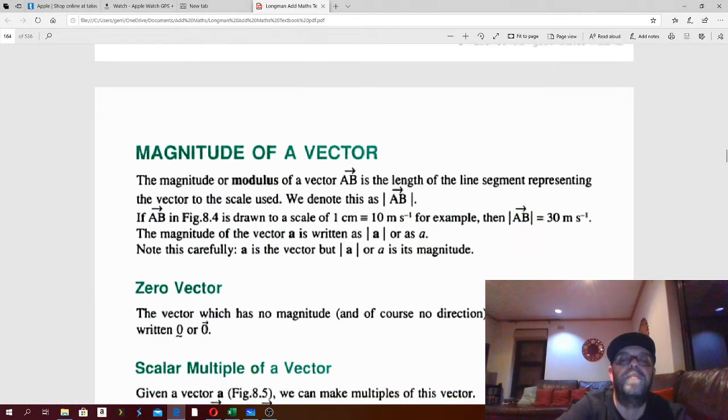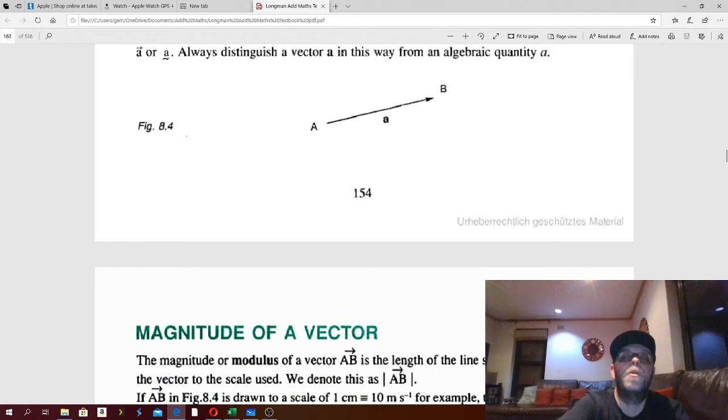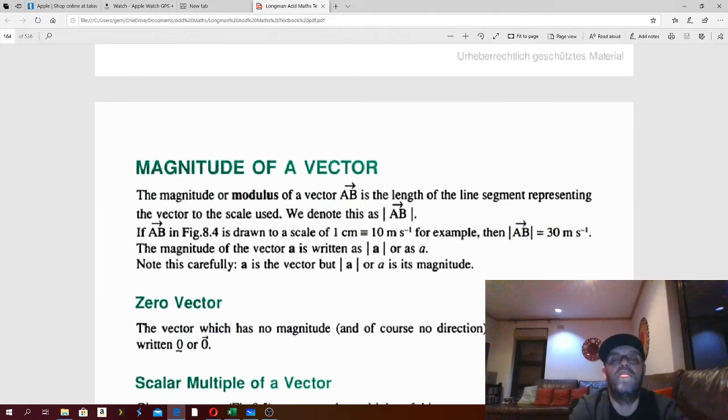All right, so it says here, if AB in the figure is drawn to scale of 1 centimeter is 10 meters per second, then the AB would be 30 meters per second if you measured that line, because it is 3 centimeters in length. Okay, you can just trust me on that. You don't need to go and use the ruler. All right, the magnitude of that vector would then be denoted as the magnitude of A with the two lines, or just simply as A, and that would simply be a value of 30.